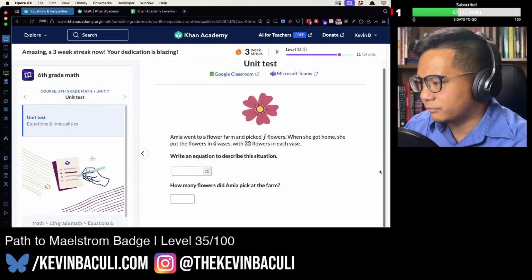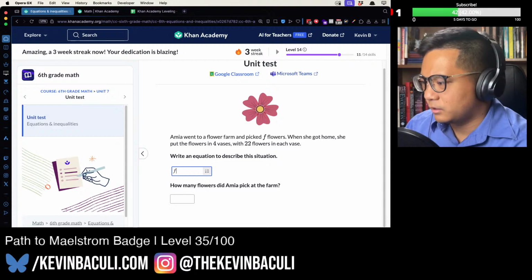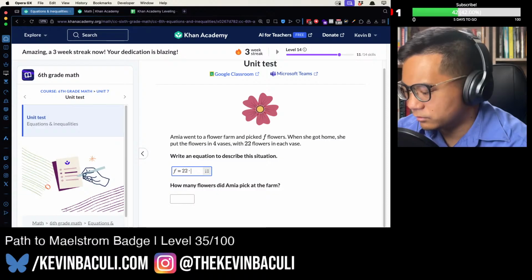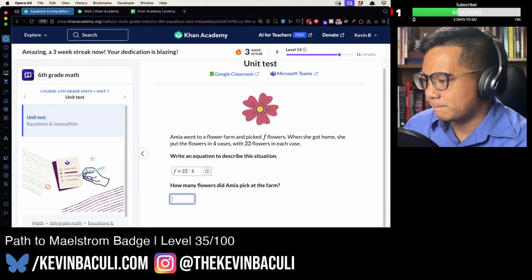Amir went to a flower farm and picked F flowers. When she got home, she put flowers in 4 vases with 20 flowers. F equals 22 times 4. 8.